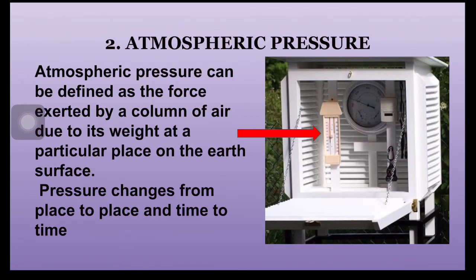Second element is atmospheric pressure. Atmospheric pressure can be defined as the force exerted by a column of air due to its weight at a particular place on the earth's surface. Now we never feel this air pressure because our body exerts the same amount of pressure outside. So we never feel that air is pressurizing us. This pressure changes from place to place and time to time.